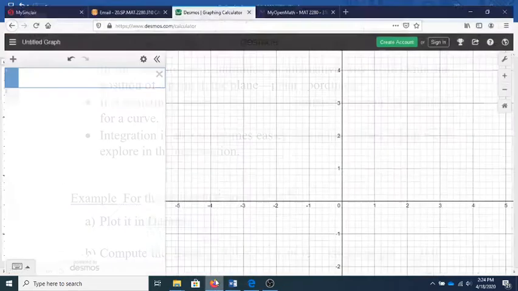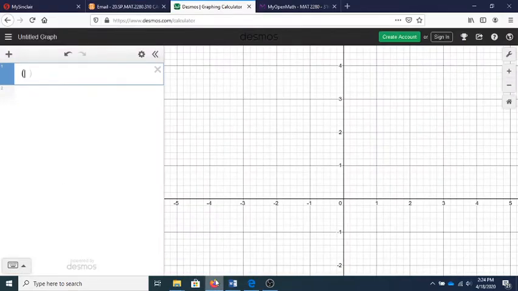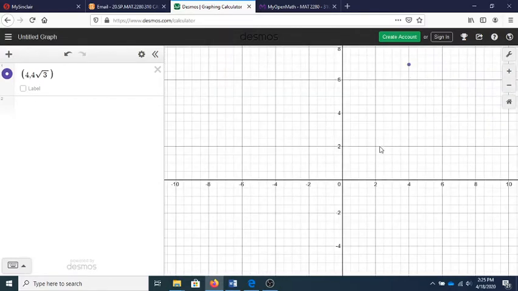But first things first, let's have a little look at Desmos, and let's just type in parenthesis 4 comma 4 sqrt 3 and close that. Well, remember I said that my y value here, 4 square root of 3, is almost 7, so it looks like that would actually be off the screen, so maybe we need to zoom out a little. There we go. Now I can see it. Over 4, up almost 7. There's my point.